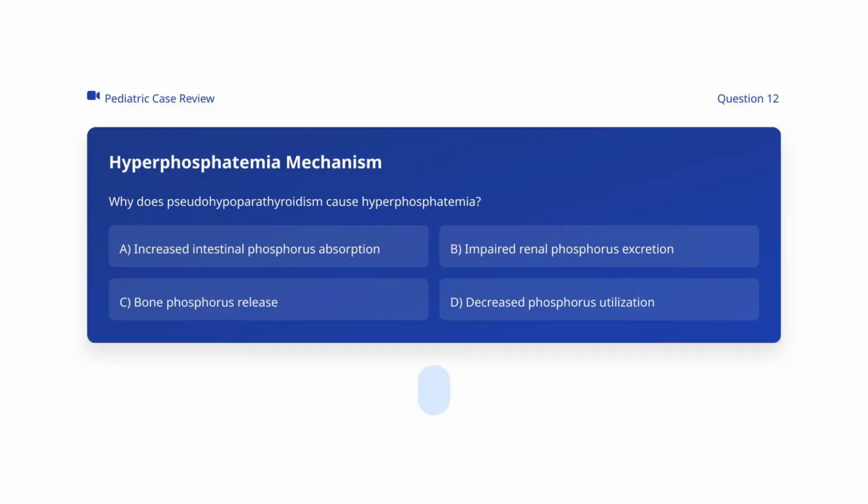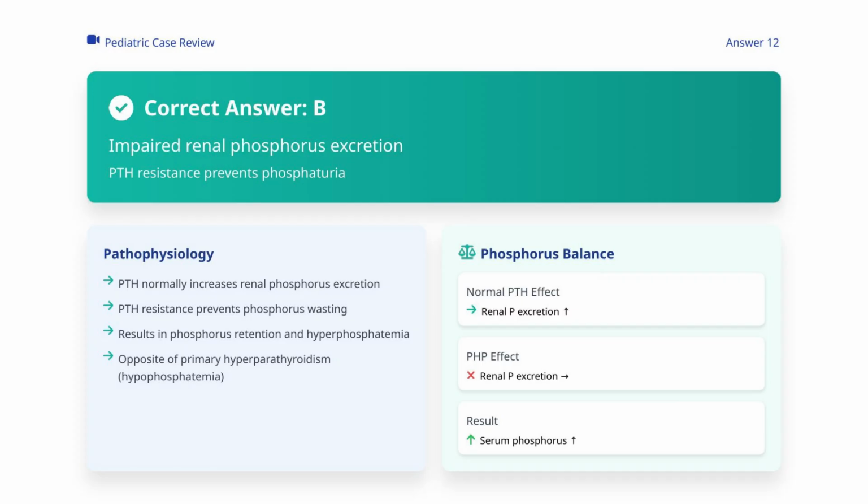Why does pseudohypoparathyroidism cause hyperphosphatemia? Option A, increased intestinal phosphorus absorption. Option B, impaired renal phosphorus excretion. Option C, bone phosphorus release. Option D, decreased phosphorus utilization. Consider parathyroid hormone's normal effect on phosphorus handling. The correct answer is B, impaired renal phosphorus excretion.